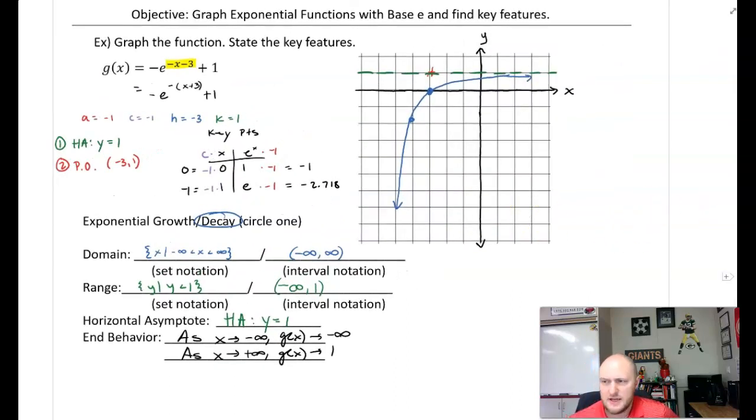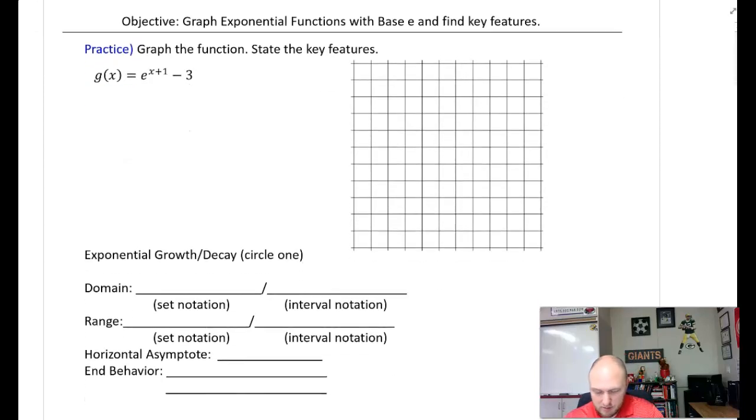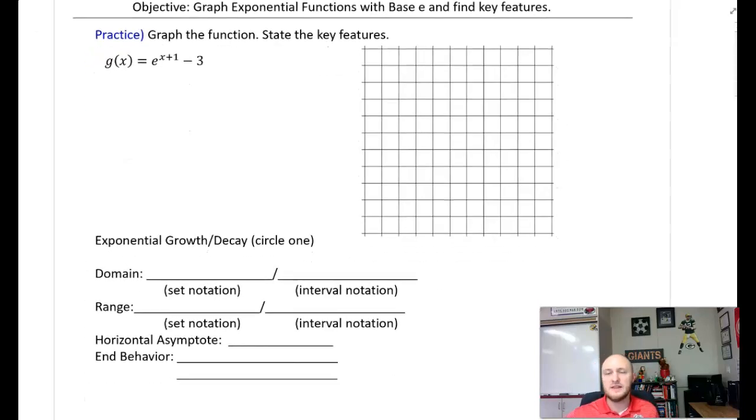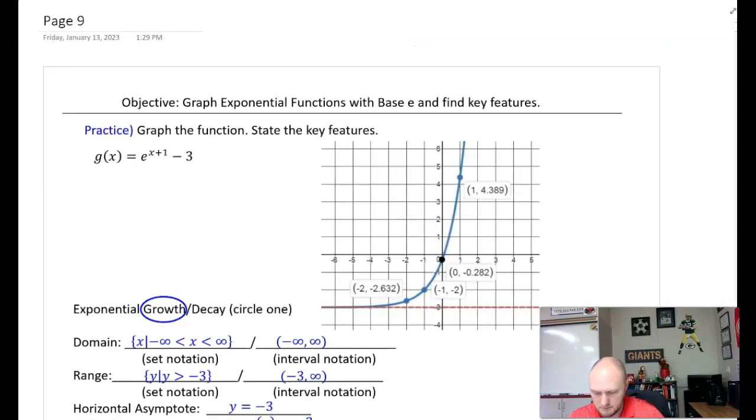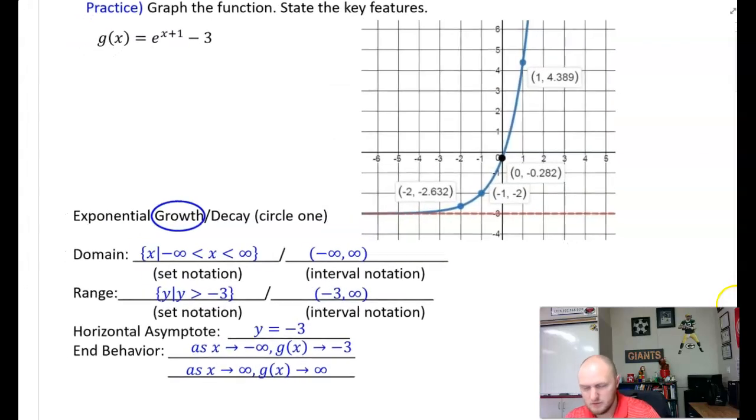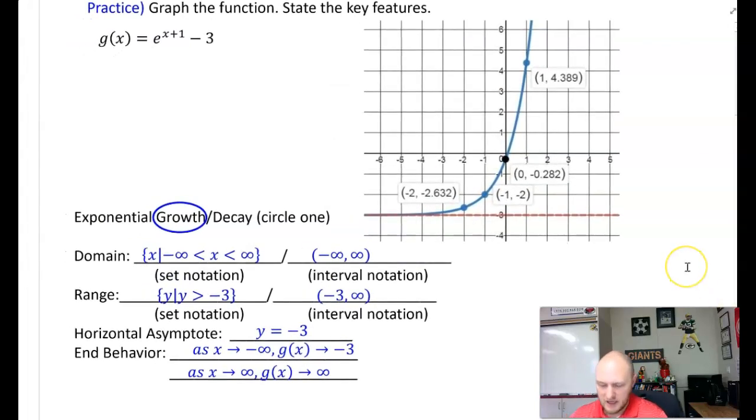Okay, here is a practice problem. Please go ahead, pause the video. I want you to try this example. Okay, here is a straightforward basic example. We're shifting left 1, down 3. And there you go. There's your graph. Again, the key points that I would expect to see on your graph are these 2 points.